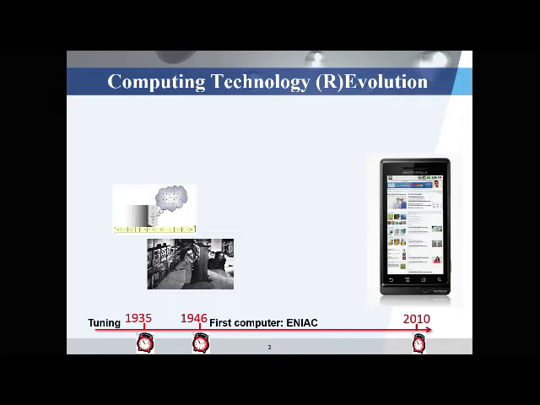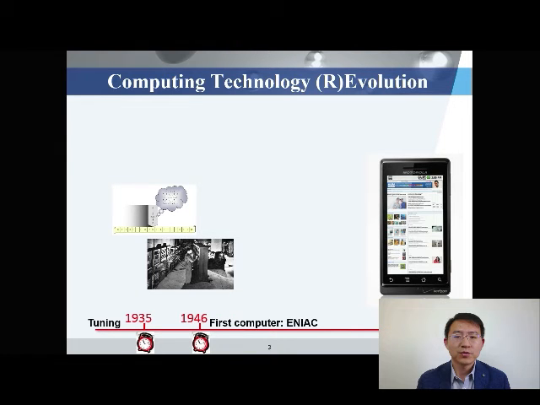Like if cars could improve at the same rate, a Rolls-Royce today would probably sell for only $1, and it could deliver 1 million miles per gallon. So the field of computer science is still pretty young. It has only developed for 7 decades, and until now computers are still improving.